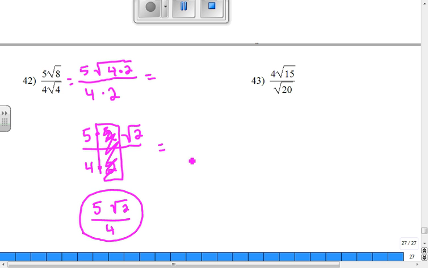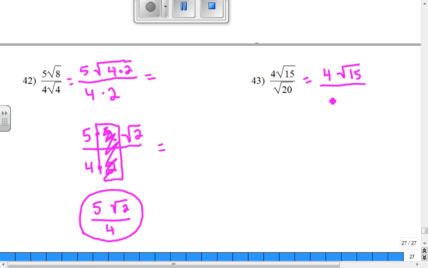And the final problem on your review, we have 4 times the square root of 15. Well, can we simplify the square root of 15? Let's see. 4 doesn't go into it. 9 doesn't go into it. 16 doesn't go into it. So no, we cannot simplify the square root of 15.